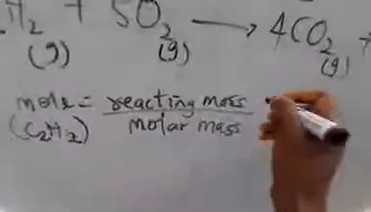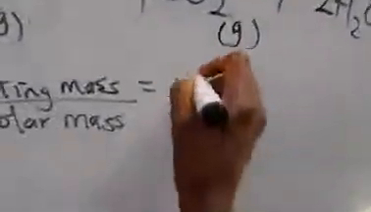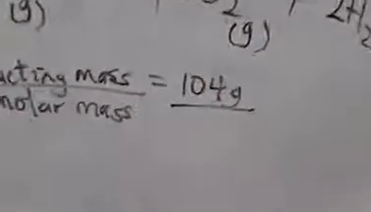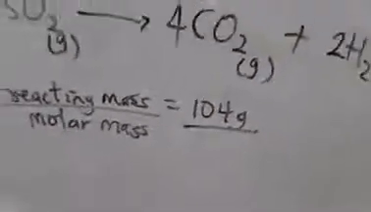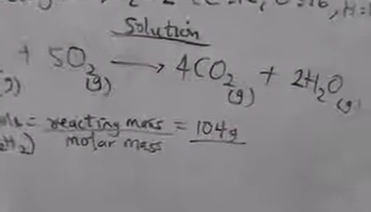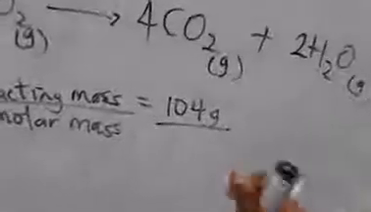The reacting mass for ethylene here in this equation is given as 104 grams. We have 104 grams over the molar mass. Now, to get the molar mass, we're going to add the molar masses of the individual elements of ethylene.